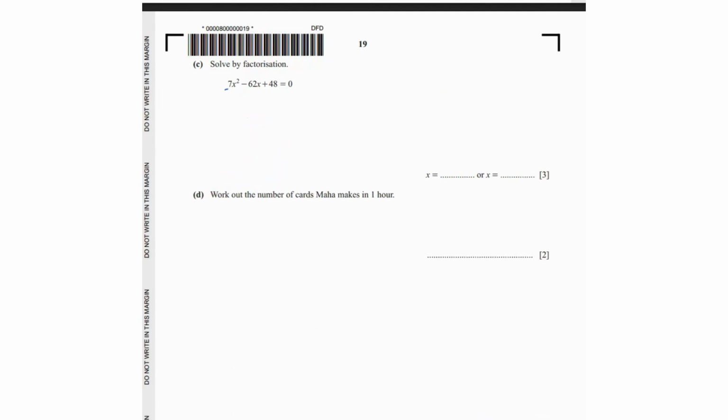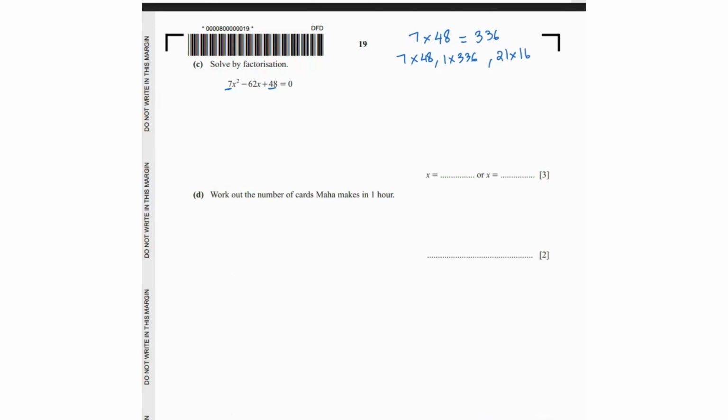So we multiply the coefficient of x² with the constant. That gives us a value of 336. Now we have to find factors of 336, which we can use to replace the middle term. So one factor pair is 7 times 48. Another is 1 times 336. We can divide 336 by 16.